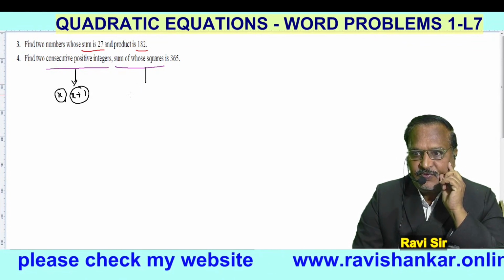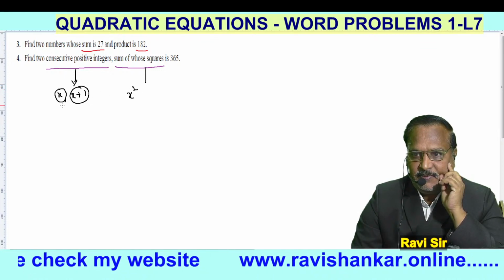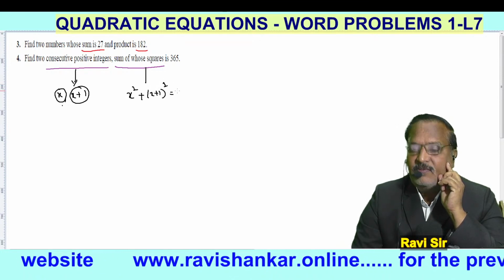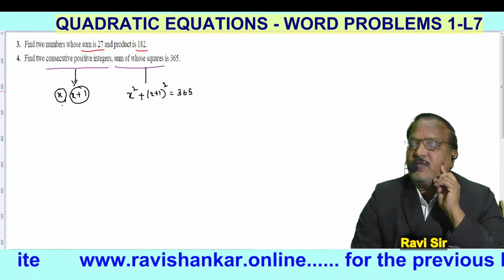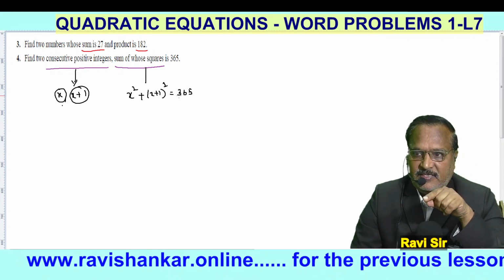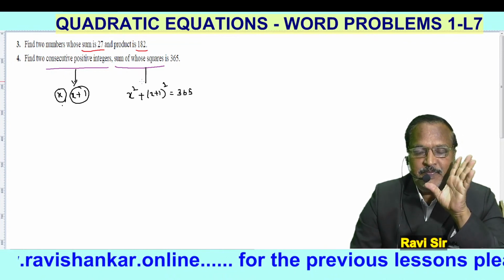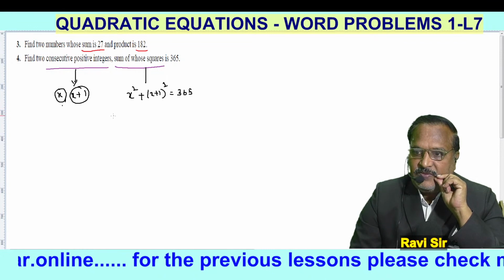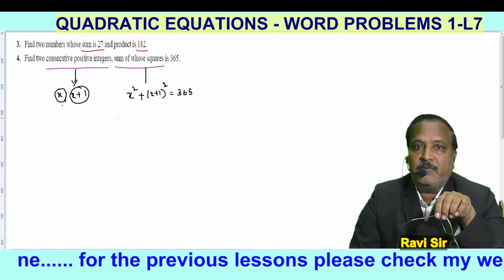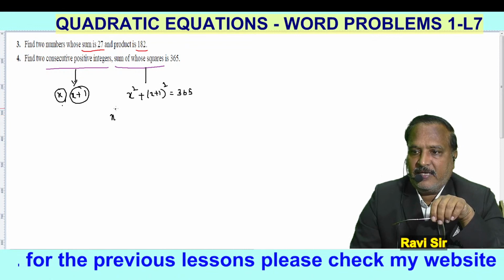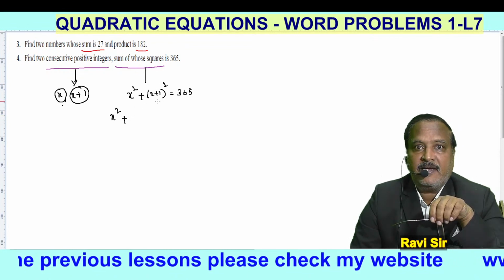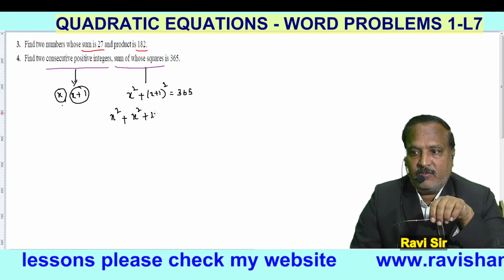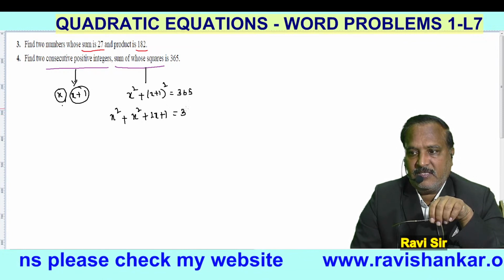So sum of squares. The square of the first number is x square, second number is x plus 1 whole square, is equal to 365. So that is the difference between the first question and this question. It is looking the same, but it is not the same. Be careful. So x square is x square. It is not in the standard form. You have to bring it in the standard form. So x square, and these brackets are there, (a plus b) whole square is a square plus 2ab plus b square, that means x square plus 2x plus 1 is equal to 365.